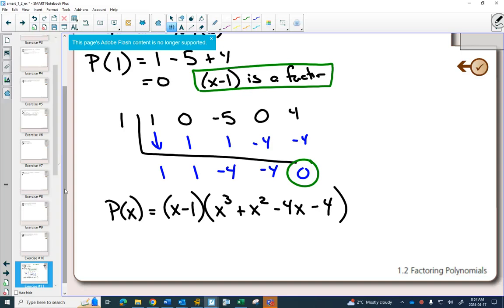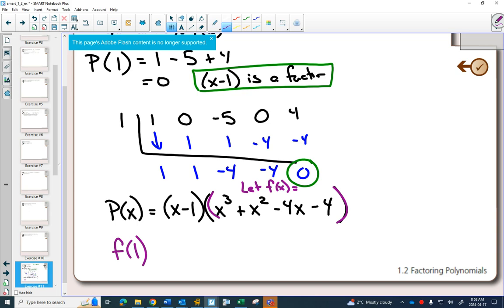We did it, but we still have an x cubed. So we have to repeat steps 1 and 2. Notation-wise, sometimes students will do this. They'll say, let f of x equal this one, because we already used p of x once. So now I have to factor this. And I'm going to try, right? My constant in f of x is still a minus 4.